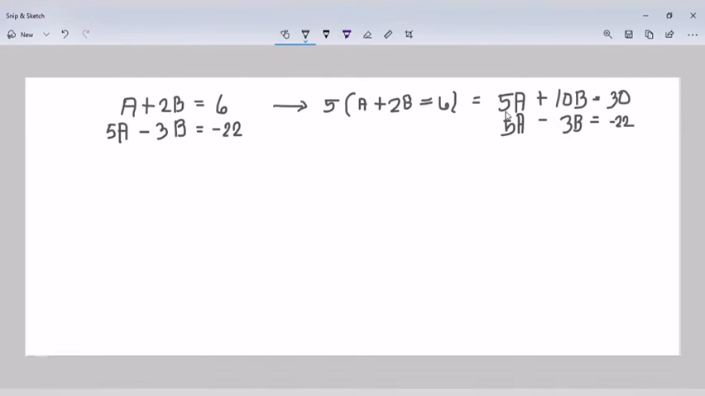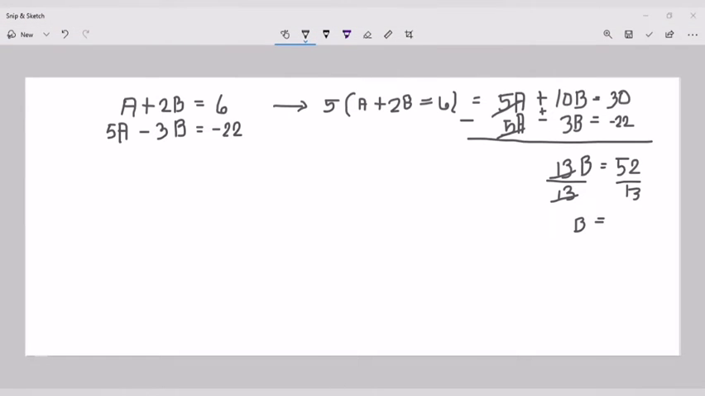negative 22. Just subtract the second equation from the first equation, so that cancels out the 5A in both equations, and the negative 3B becomes a positive 3B, so that gives us 13B equals 52. To get the value of B, divide both sides by 13 to cancel out 13, so we arrive at B equals 4.